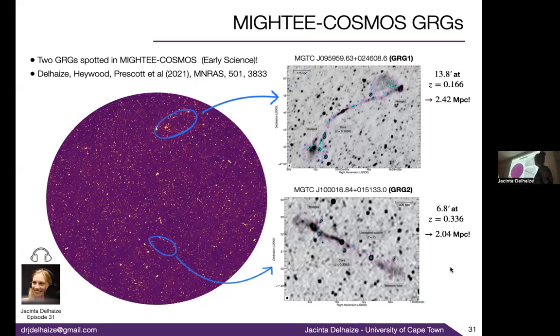Okay, and so these are actually really huge ones. They're about 2 megaparsecs in size. Here, the optical galaxy is right there in the center, and then you've got these huge jets and lobes, and you've got some hotspots in GRG1 there. And so we published that in 2021.